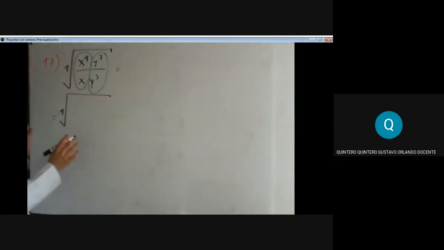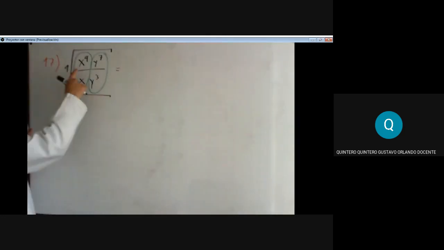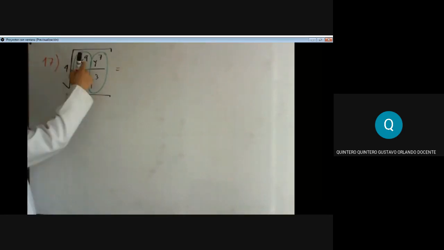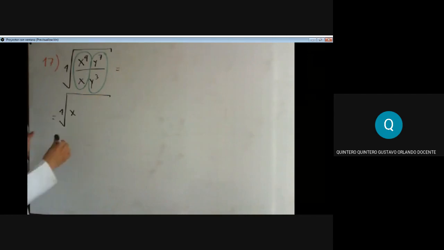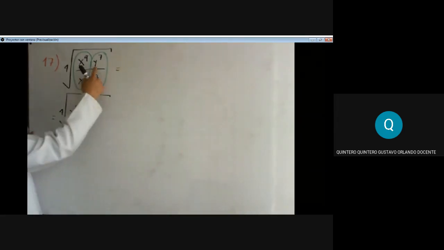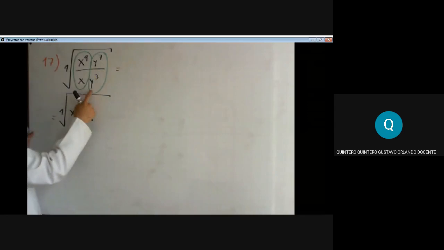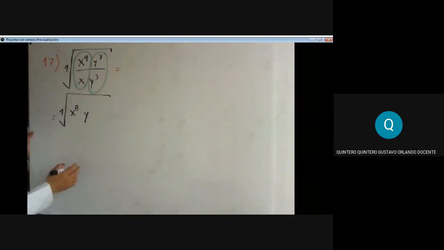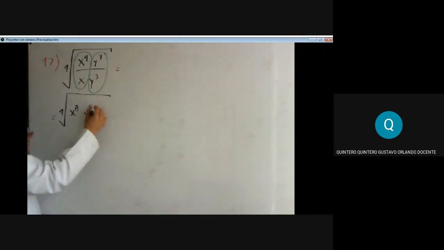I'm gonna leave the root the same, but the exponents, since they are dividing and they have the same base, you can just leave the base and subtract the exponents. So 9 minus 1 equals 8. Did you see? Same with the y. They are dividing, right? They have the same base, so you can leave the same base and subtract the exponents. 7 minus 3 equals 4.